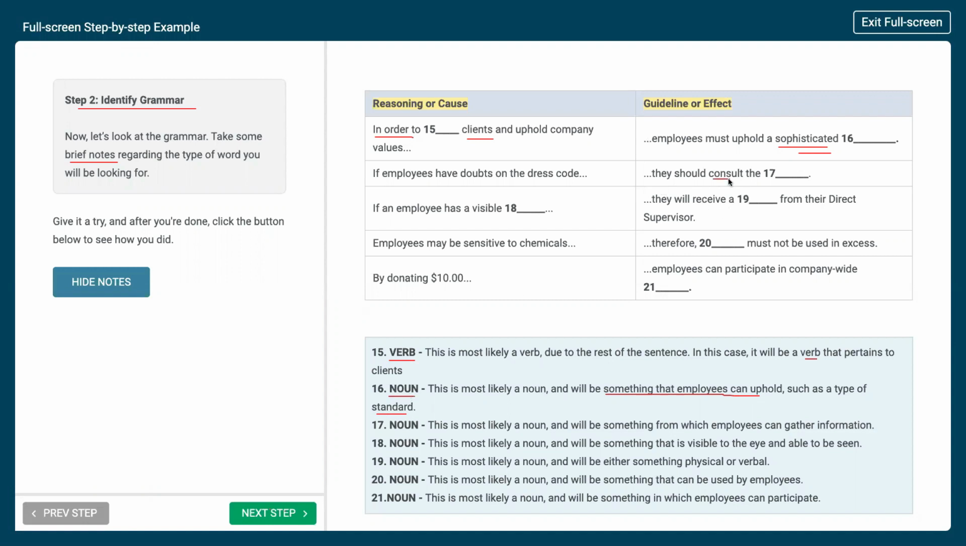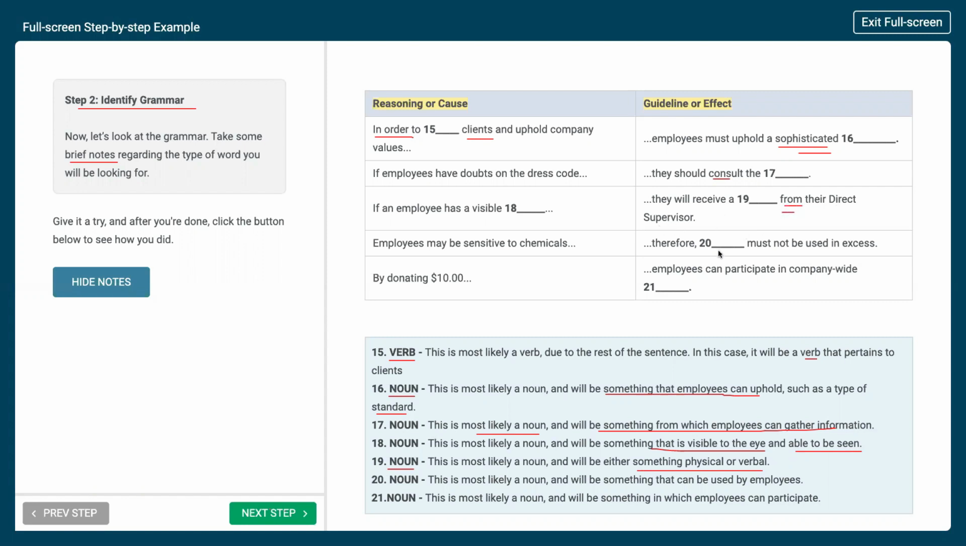Number 17, consult something. Okay, so it's most likely a noun, just like the rest of these, because it will be something from which employees can gather information. Then number 18 is also going to be a noun, I think, because it's something that is visible to the eye and able to be seen. And so number 19 would also be a noun because it's going to be either something physical or verbal, so maybe like a piece of paper or something verbal from the direct supervisor.